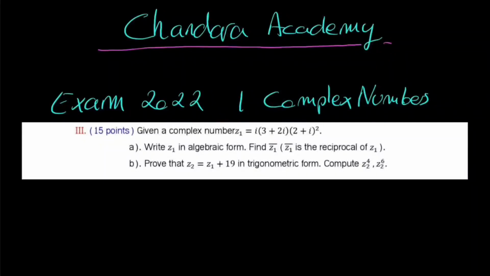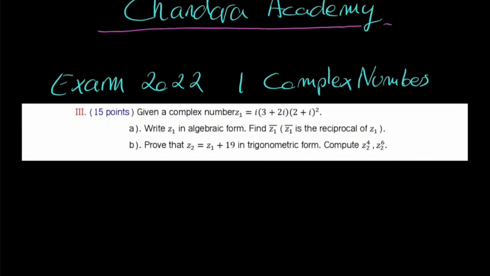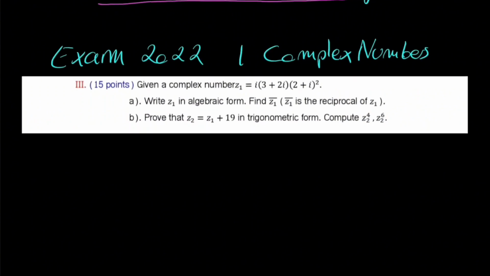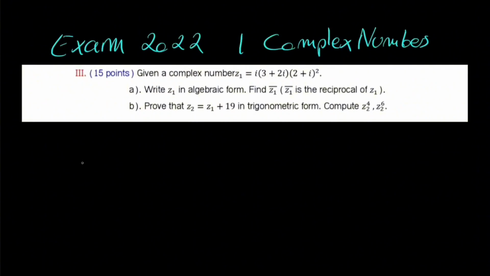Today we're going to solve this 2022 exam exercise about complex numbers. So this is a really easy exercise. You just have to be rigorous with your calculation to not make any mistakes. So we've got a complex number z1 is equal to i times (3 plus 2i) times (2 plus i) squared.